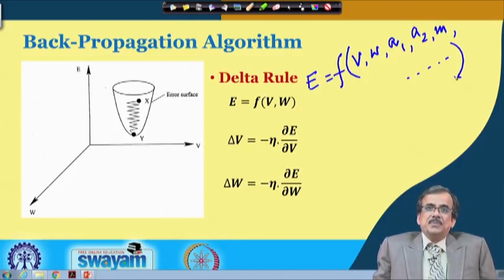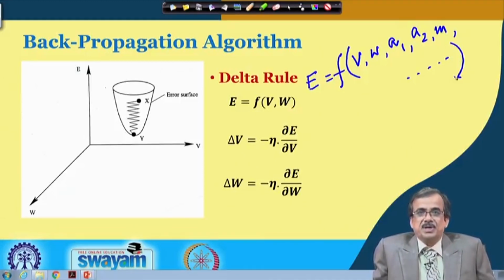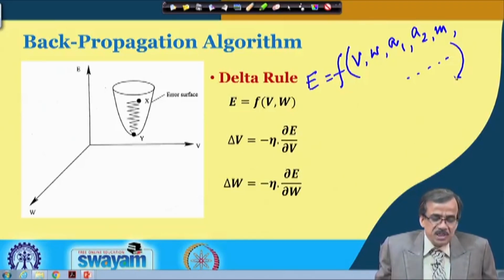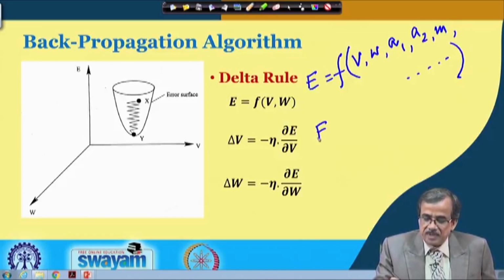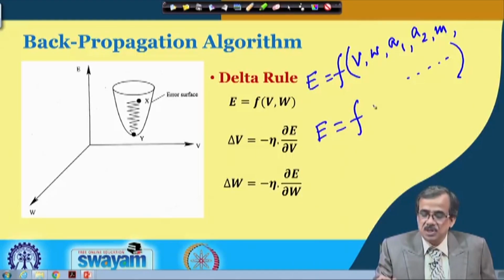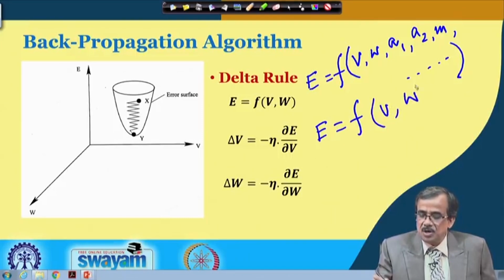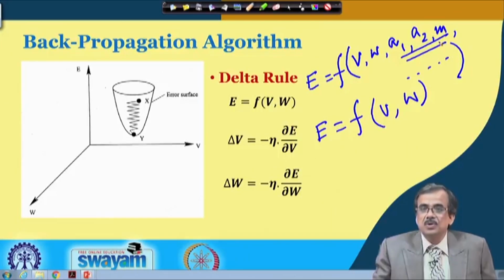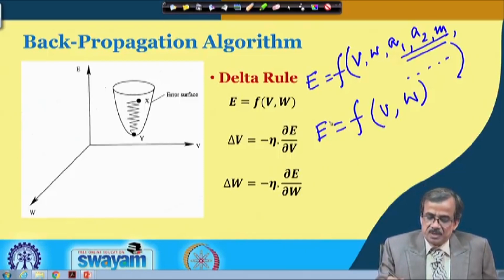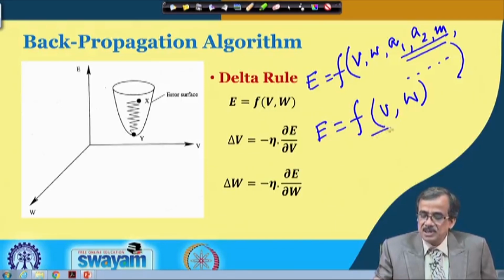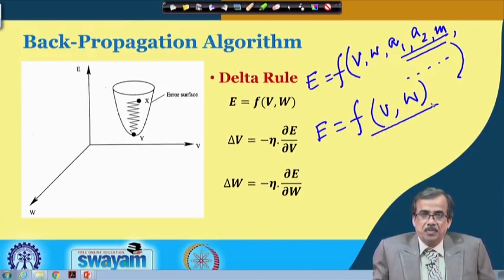So, it depends on in fact a large number of parameters. Now, for simplicity, for the purpose of explaining how this particular error can be minimized, I assume that this error is a function of only two variables, one is V, another is W, and for the time being you just forget the other terms. I express that this error in prediction is a function of two variables V and W.